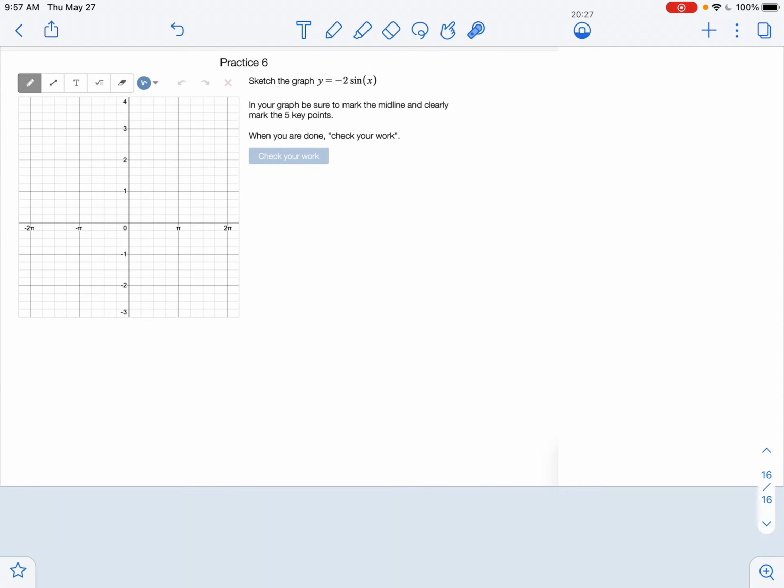Practices 5 and 6, very similar, dealing with that vertical reflection out front. So go ahead and tackle those, checking the key at the week at a glance, making note of any questions that you might need to ask me.